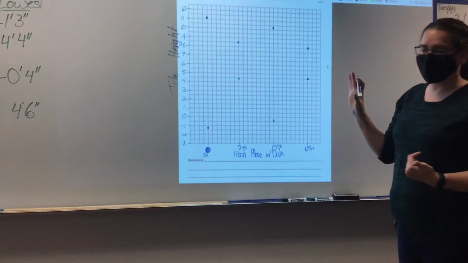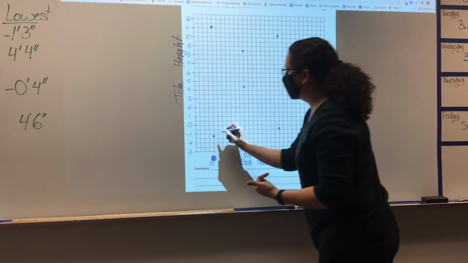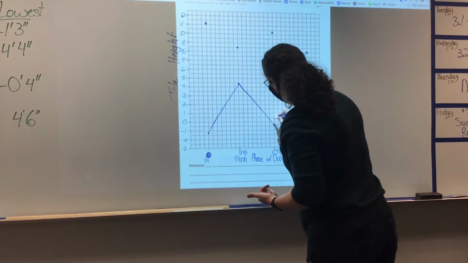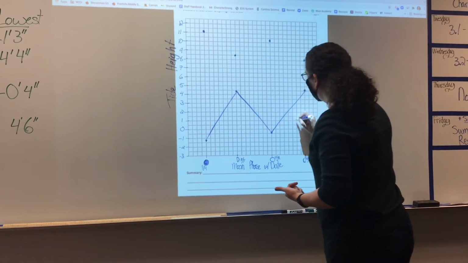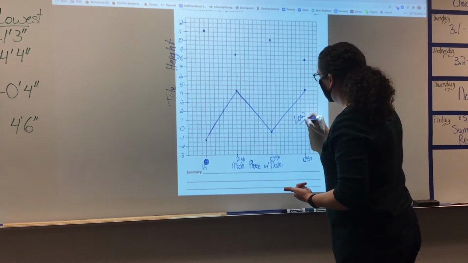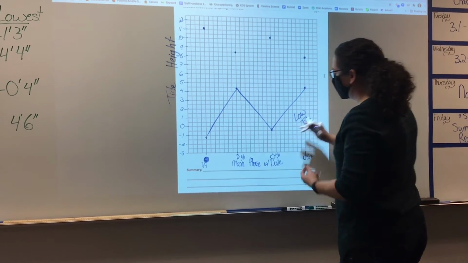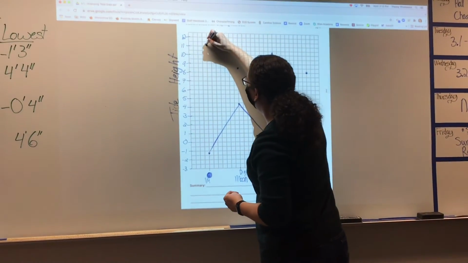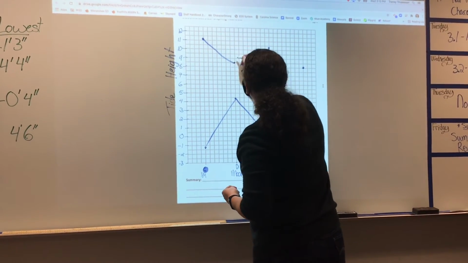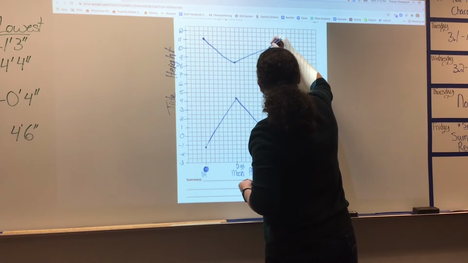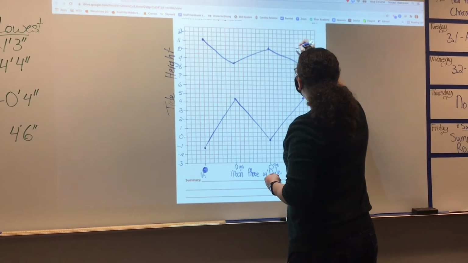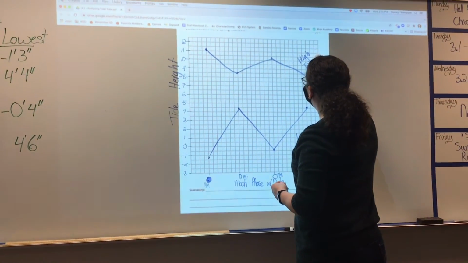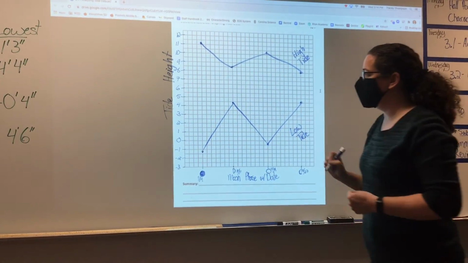So I have all these random dots, and they probably don't make a whole lot of sense, but if I connect the low tide dots, this shows my low tide over the course of the month. This is the height of the low tide over the course of the month. And if I connect my high tide dots, or points, then this shows my high tide over the course of the month and the height of my high tide.